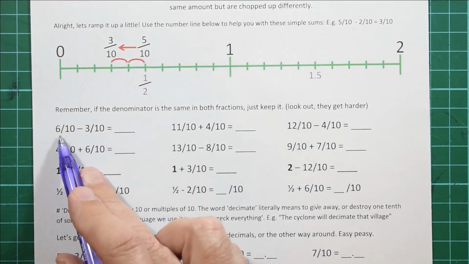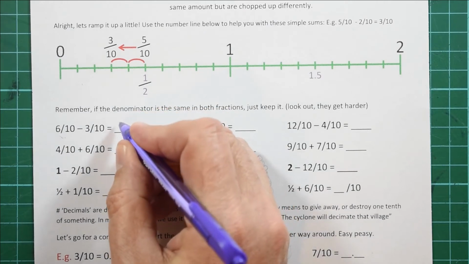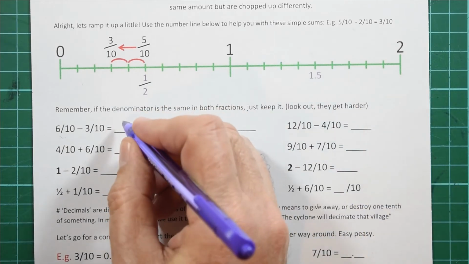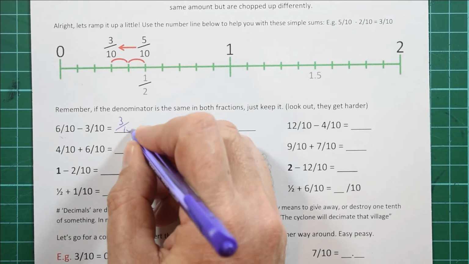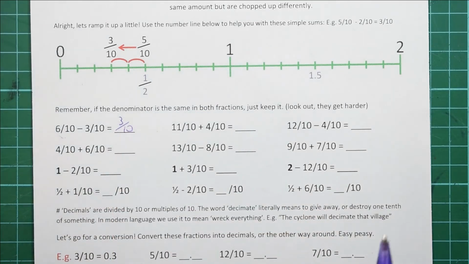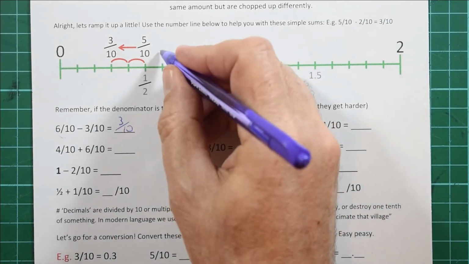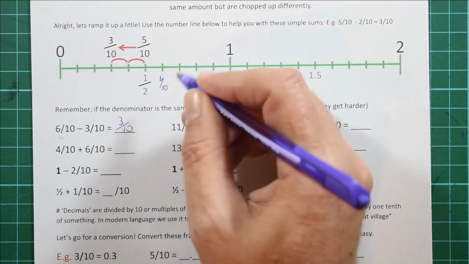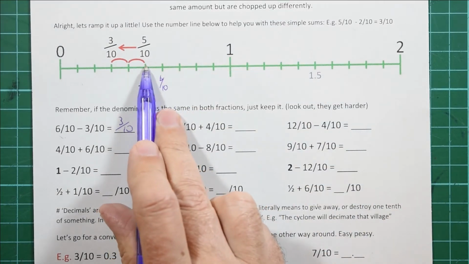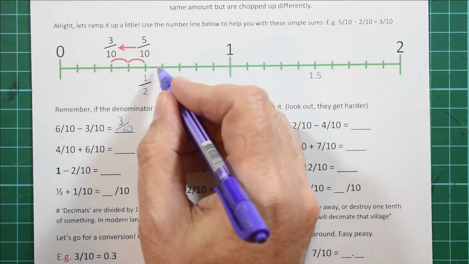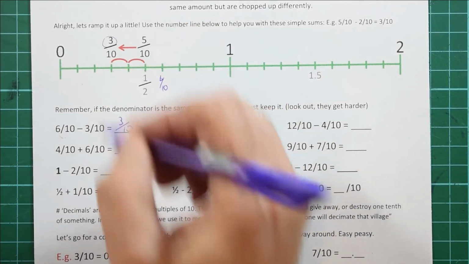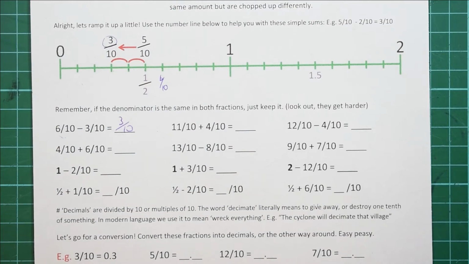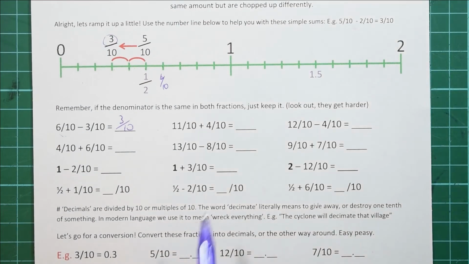So 6 tenths take away 3 tenths. This is easy as 6 take away 3. I'm going to be left with 3 tenths. How would it look on the number line? Well, if I started with 6 tenths here, I know there's 5 there, so I've gone 6, count back 3, 1, 2, 3, end up with 3 tenths again. So those ones are very straightforward.